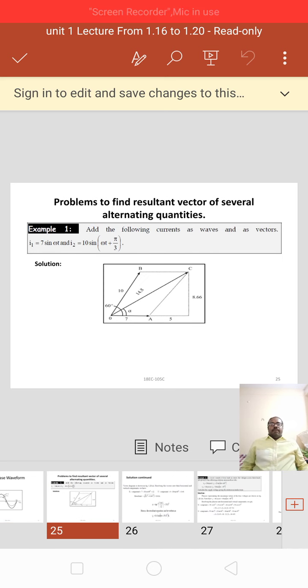Now the problems to find the resultant vector of several alternating quantities. First example: add the following currents as waves and as vectors, that is, I1 equals 7 sin omega t, and I2 equals 10 sin of omega t minus pi by 2. Here we show the above values in vector notation.